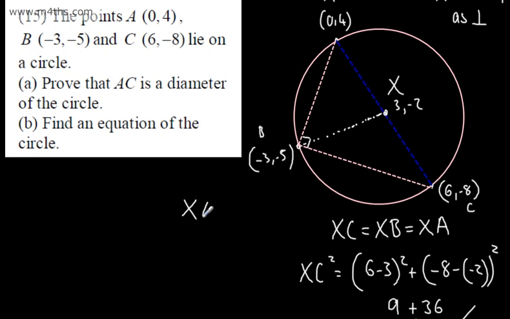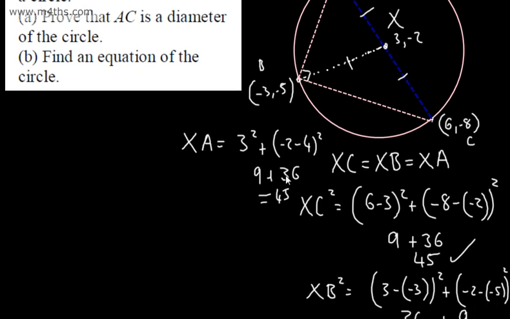So xa is going to be equal to 3 minus 0, which is 3 squared, and then plus negative 2 minus 4 squared. So that's going to be 9 plus 36, which is equal to 45. So we can just say now that that is equal to that, which is equal to that. Therefore, we can say that xb is 1/2 of AC.